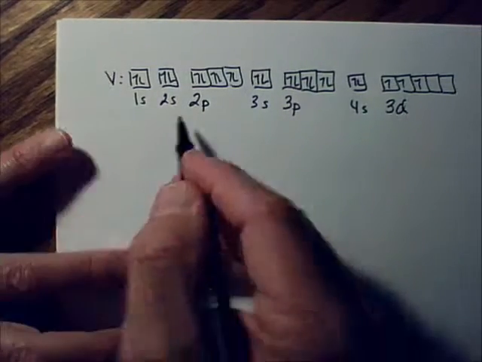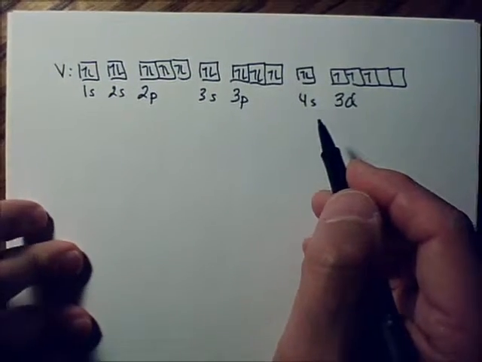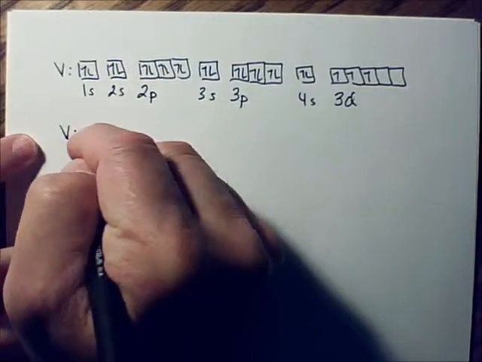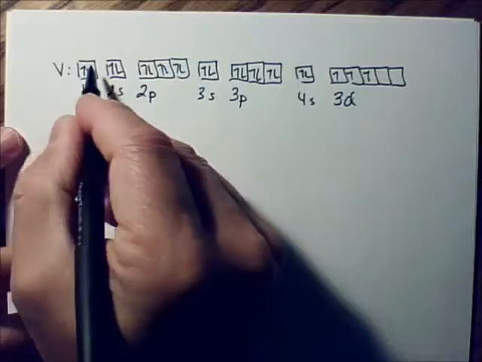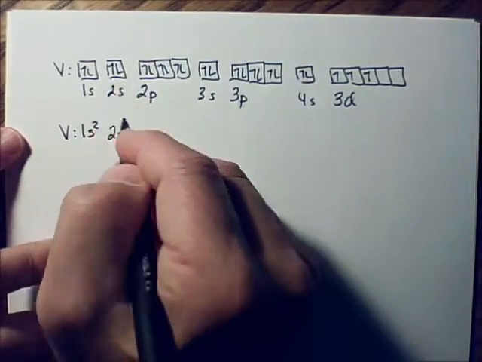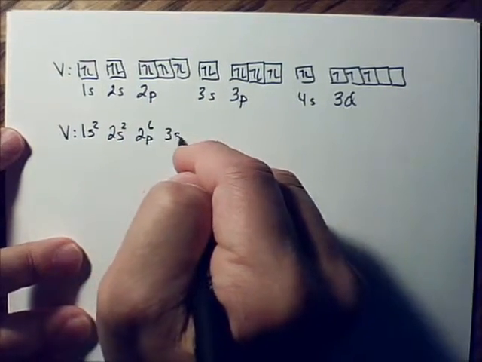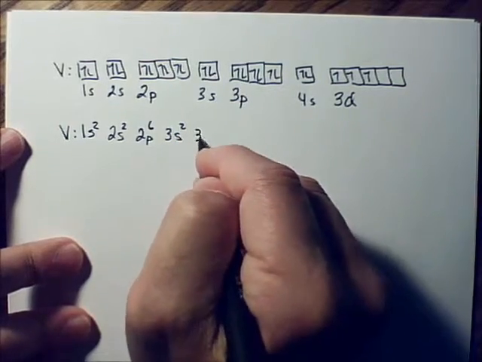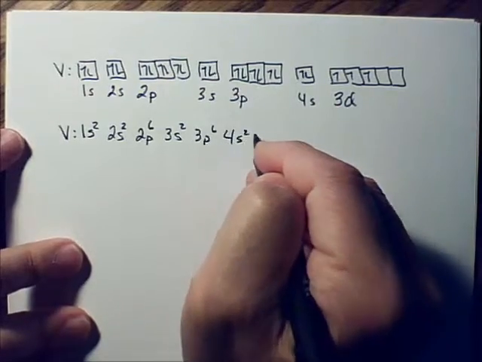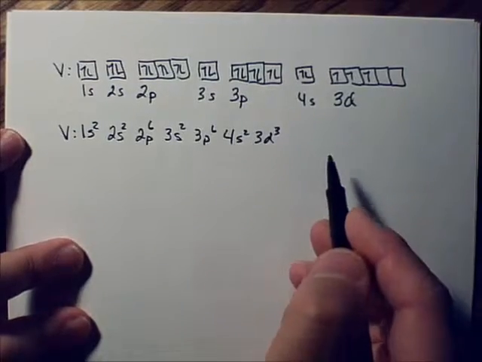Okay? So this is orbital notation. That's what we're going to use first to figure out how to get to electron configuration. So we'll first do the full electron configuration. We're going to put vanadium here, and say 1s, and simply count the electrons in that s sublevel. 1s2, then 2s2, 2p6, 3s2, 3p6, 4s2, and 3d3. Okay, because there's 3 electrons in 3d.